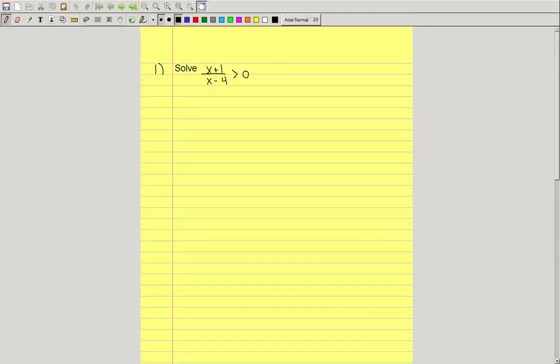What we would like to do now is to solve the following inequality. In order to do that, we are going to construct a sign chart. And the way that we do that is as follows. The first thing that we want to do is determine the values of x where the numerator is equal to 0 and where the denominator is equal to 0. We see that x equals -1 causes the numerator to be 0, and x equals 4 causes the denominator to be 0.